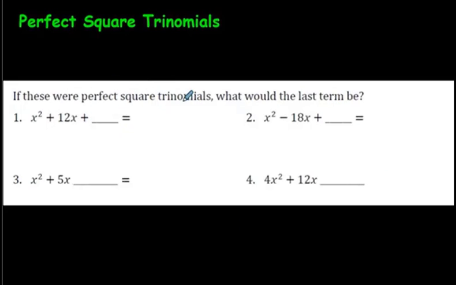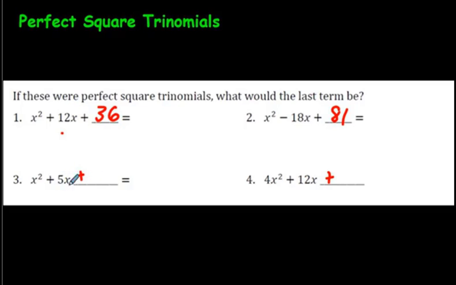If these were perfect square trinomials, what would the last term be? Okay, they've given us the middle term. What would this last term be? Well, remember, take half of this, so half of 12 is 6, and then square it. So half of 12 is 6, and square it. You get 36. Keep going. Half of 18, or half of negative 18 even, is negative 9. But when you square negative 9, you get 81. Okay? It's always going to be positive. These last numbers are always going to be positive.